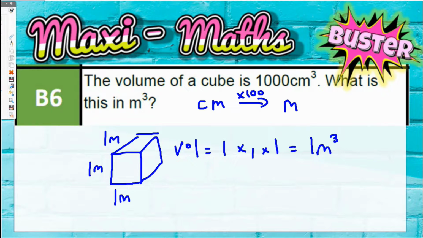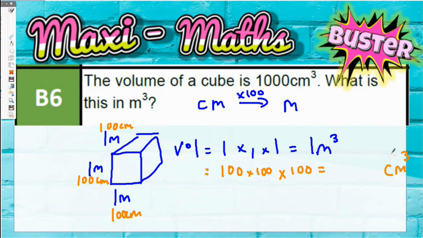But if you want to change that into centimetres, remember 1 metre is 100 centimetres along the bottom. It's also 100 centimetres up the side, and it's also 100 centimetres going back. So if you do the volume in centimetres cubed, it's not 1 times 1 times 1 anymore. It's 100 times 100 times 100, and that will give us an answer in centimetres cubed.